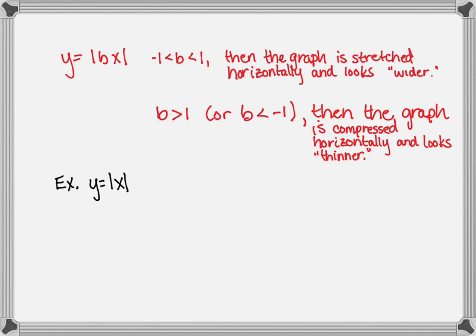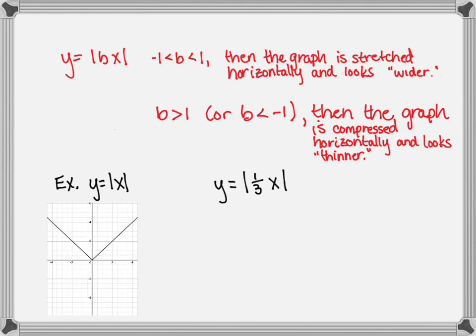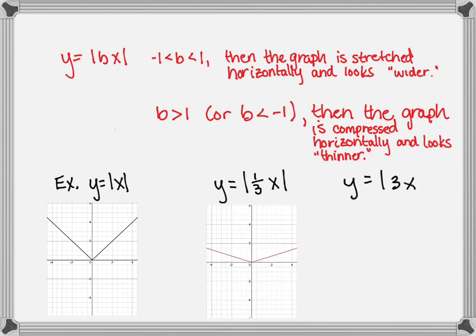So here we've got first our parent function, y equals the absolute value of x. Let's look at y equals the absolute value of 1/3 x. So because b is between negative 1 and 1, this graph is stretched horizontally. So imagine pulling it away from the y-axis, stretching it, and it looks wider.